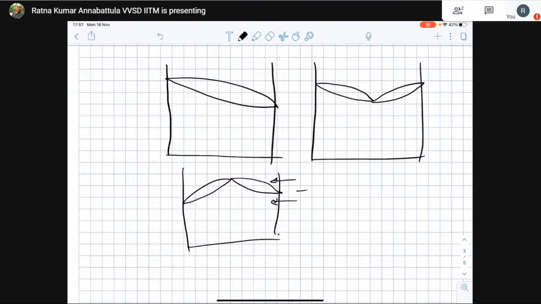Yes, if a phase is brittle, what happens is your strength may increase, but the ductility will reduce. Right? That is what we mean by brittle. It means it is hard to break, but if it is breaking, it breaks suddenly. That is what you mean by brittle material.